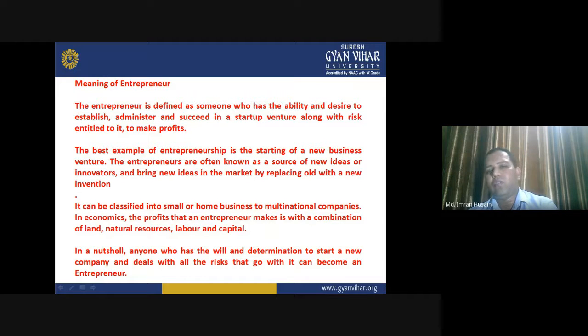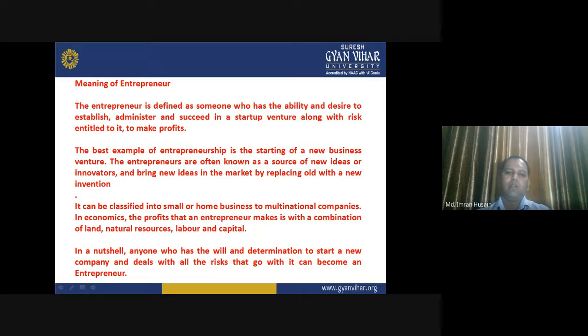Like earlier, 2G was the common norm, then 3G was the common norm. Now 4G and 5G are coming into the market. So it is marking the difference, and it is making things available nowadays. Similarly, these concepts are also applicable in industrial biotechnology. Right? The older ideas need to be replaced by new ideas. It can be classified from small or home business to multinational companies. Every time, the business starts from a very small venture, then it develops, and is further enhanced into a multinational company. So, developing a business is a step-by-step procedure.